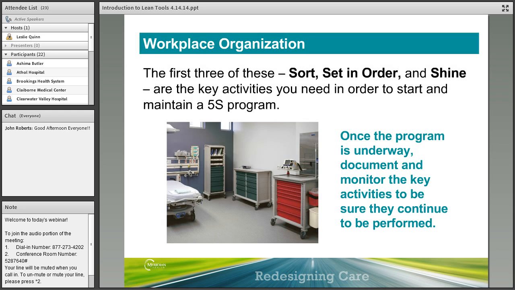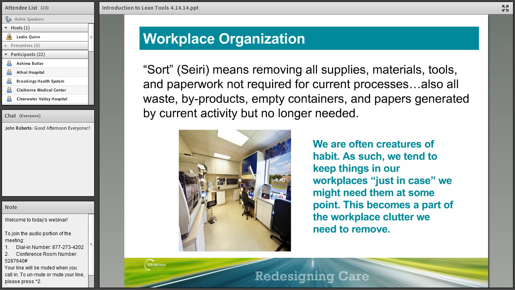The first 3 phases, the sort, set in order, and shine, are key activities that you need to start and maintain a 5S program and process. And once we get those things underway, then the key really becomes to monitor those changes that we've made to make sure they're continued into the future.